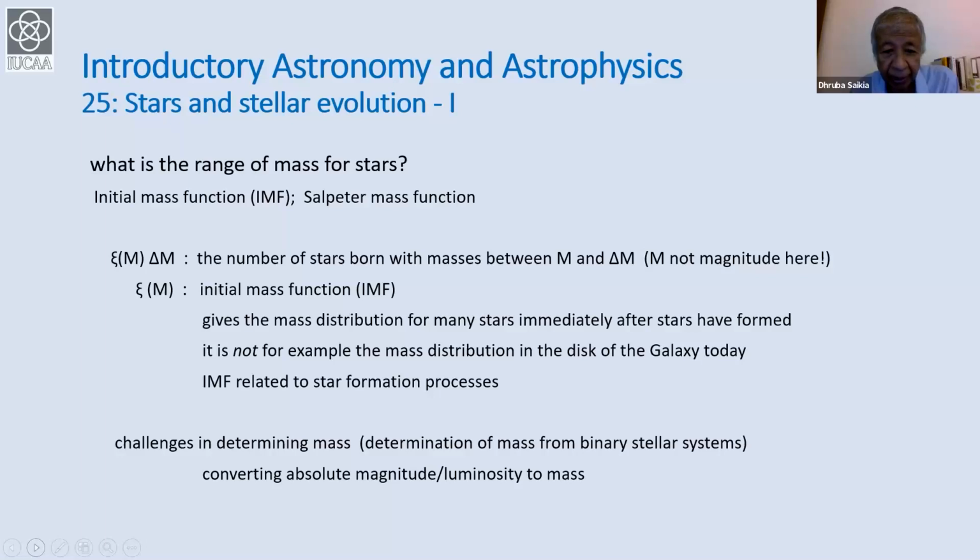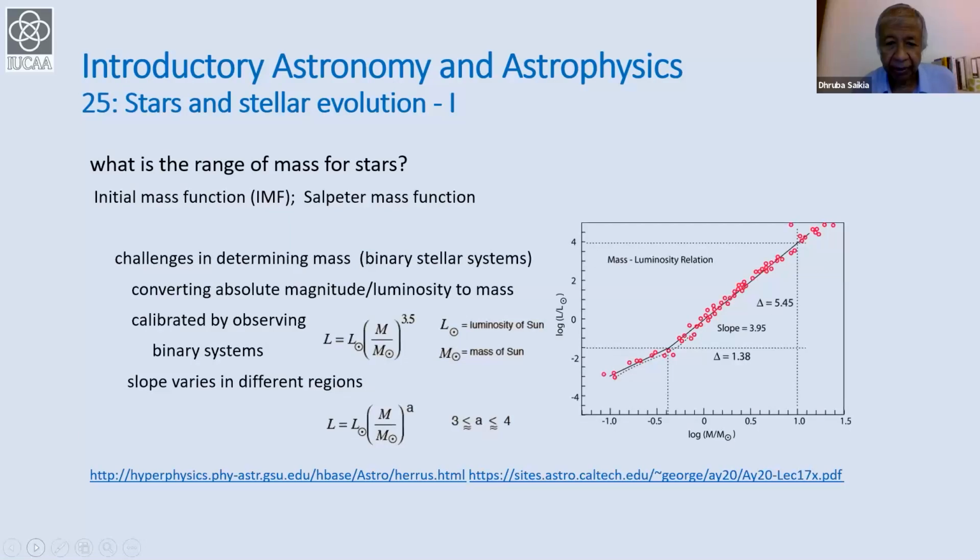But there are obviously challenges in determining mass because the most accurate measurements we saw come from binary stellar systems. So in this particular case, when you want to calculate IMF, you'd have to convert luminosities or absolute magnitudes to mass by knowing the masses of stars in binary systems, knowing what their luminosities are, and trying to establish a mass-luminosity relationship, and then you calculate the masses of these objects. So there is a well-defined mass-luminosity relationship. Schematically, it is shown over here, which I again picked up from the Georgia State University site. The slopes vary depending upon what mass range or luminosity range you're talking about. So you convert luminosity or absolute magnitude to mass, calculated by observing binary systems.